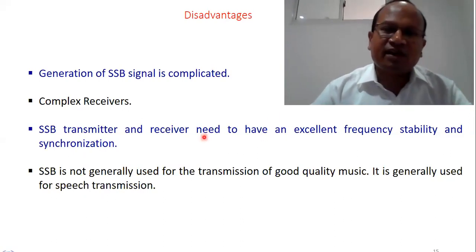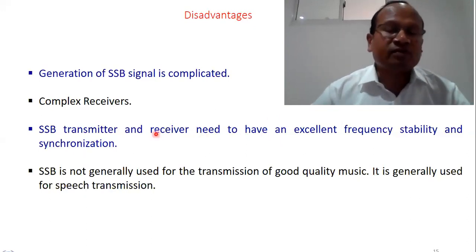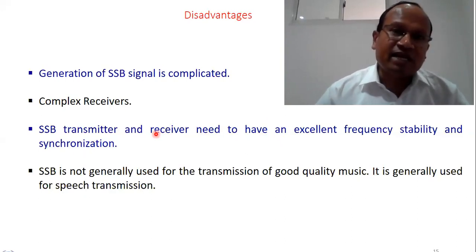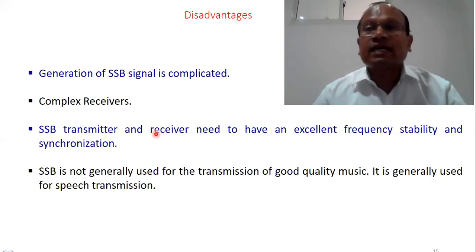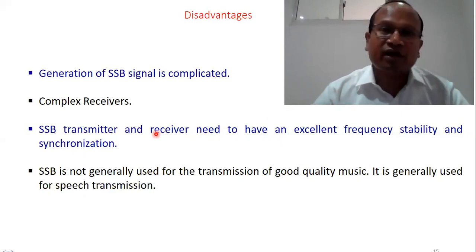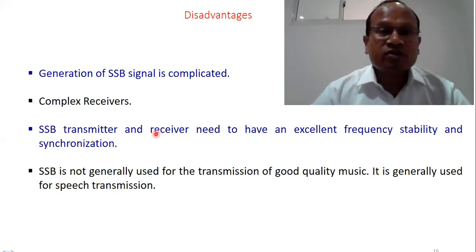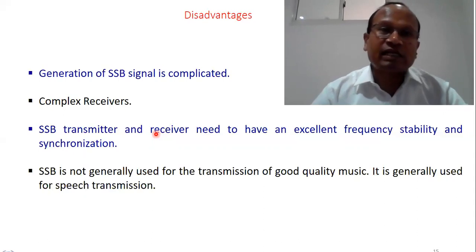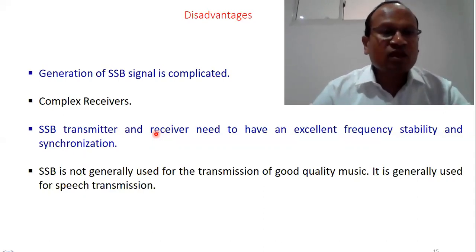SSB transmitter and receiver need to have excellent frequency stability and synchronization. Whenever there is any frequency drift or frequency variation, it will cause poor synchronization. So in order to get synchronization, frequency stability is important. So we need to generate a precise value of carrier frequency at the receiver. That's one requirement. And second, the synchronization arrangement has to be made at the receiver.